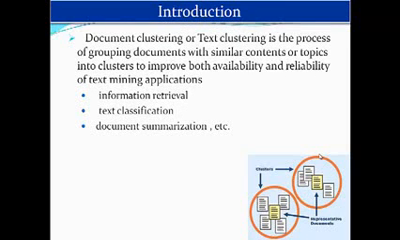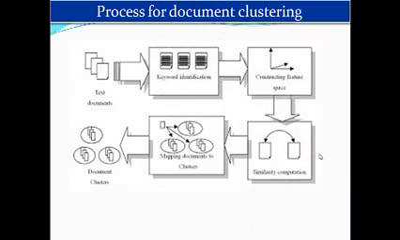Document clustering is the process of grouping documents with similar contents or topics into clusters to improve both availability and reliability of text mining applications. Example: information retrieval, text classification, document summarization. This diagram depicts the process of document clustering.